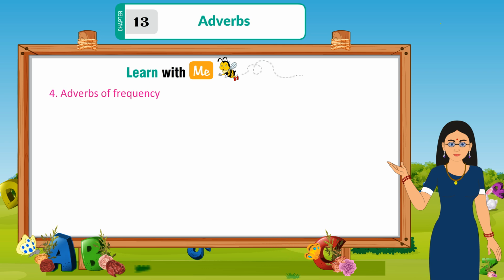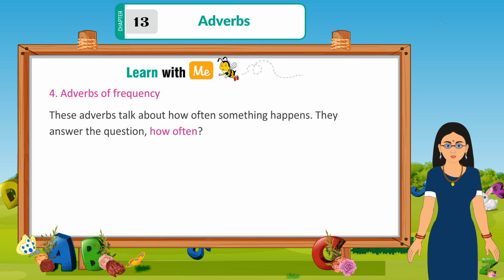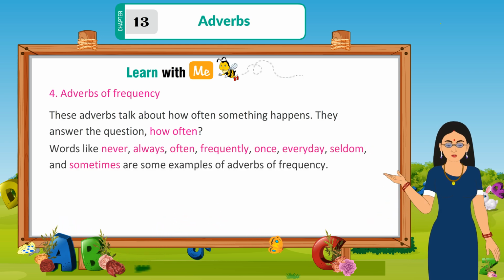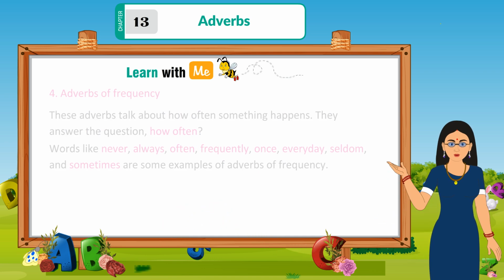4. Adverb of frequency. These adverbs talk about how often something happens. They answer the question how often. Words like never, always, often, frequently, once, every day, seldom and sometimes are some examples of adverbs of frequency.